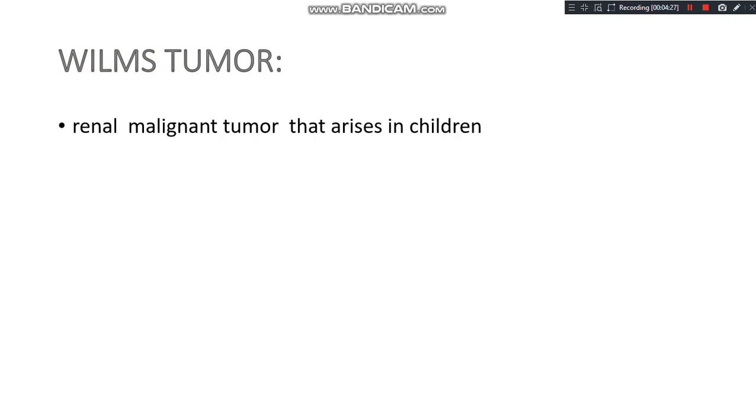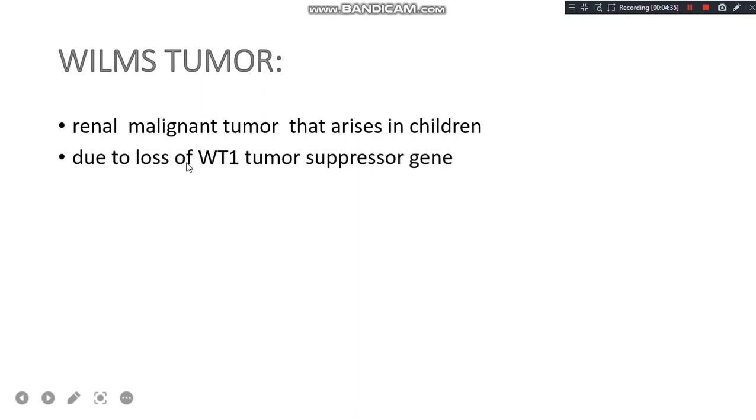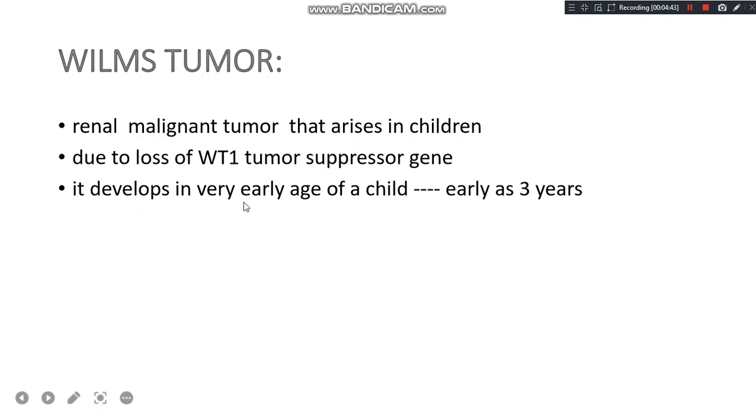So come to another tumor that is basically a renal tumor. This is a renal malignant tumor that arises in children. Now this occurs due to loss of WT1, which is another tumor suppressor gene. Now it develops at a very early age of a child, as early as 3 years. So this Wilms tumor is because of the point mutation or mutation of the WT1 tumor suppressor gene. If this tumor suppressor gene is not working, there will be a tumor that is called Wilms tumor in children.